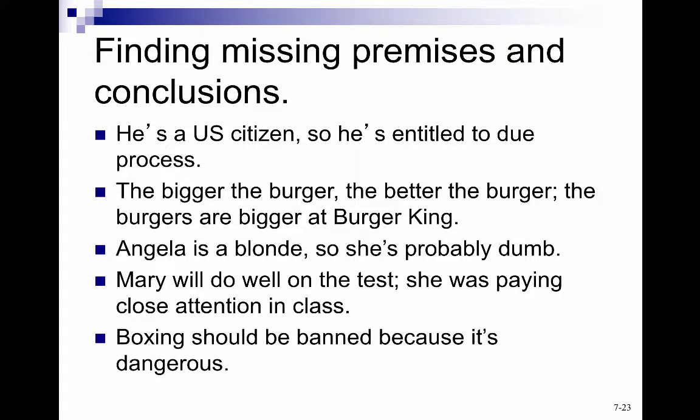Angela is a blonde, so she's probably dumb. Well, the missing premise is most blondes are dumb. Now, as a blonde, I take exception to this premise. It's a stereotype. Nevertheless, that's the missing premise. Angela is a blonde. Most blondes are dumb, so she's probably dumb. No, she's not. Okay, the fourth one.